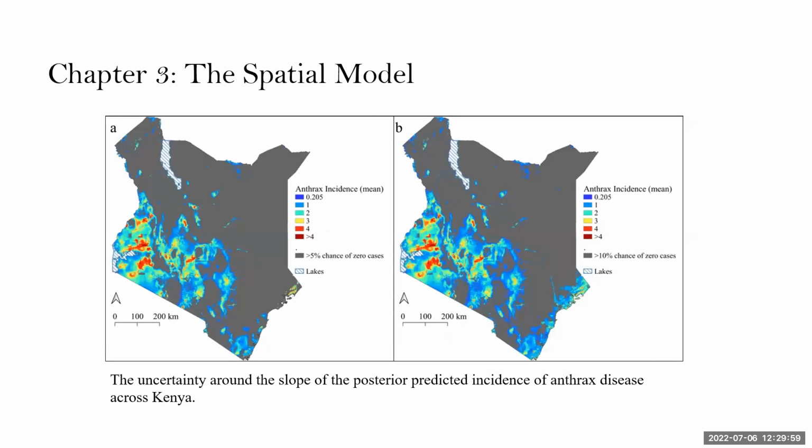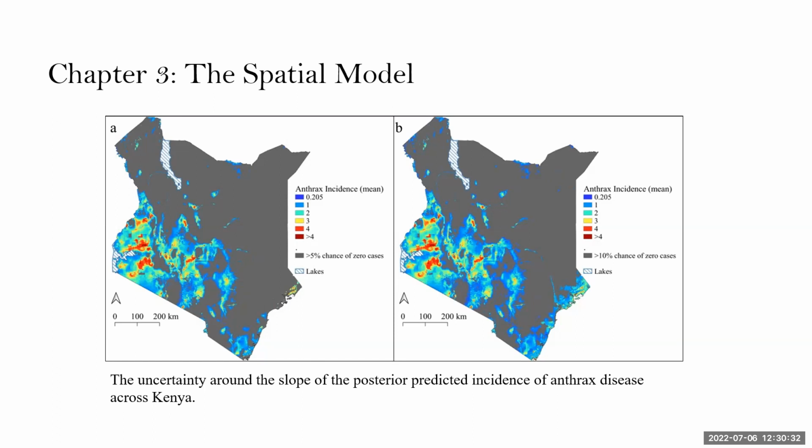The figure shows the posterior mean and the uncertainty around the slope of the posterior mean incidence of anthrax disease across Kenya. So I'll explain this more. The gray areas here show locations where greater than 5% in A and greater than 10% in B of the slope of the predicted incidence was below the cutoff for positivity, and this was 0.2.